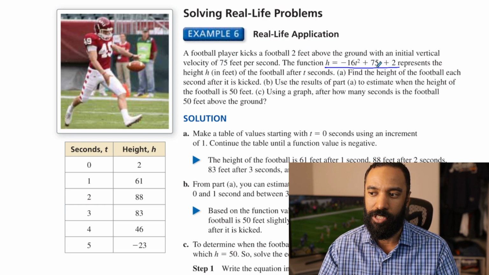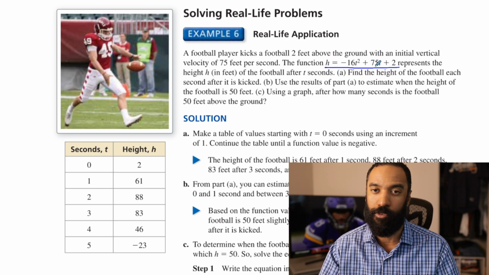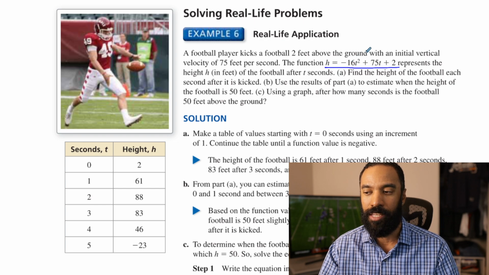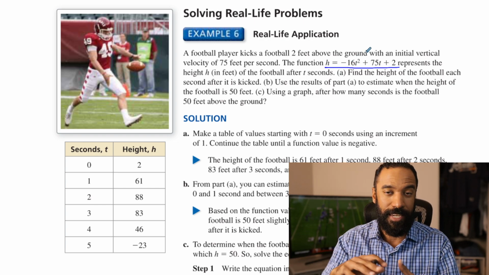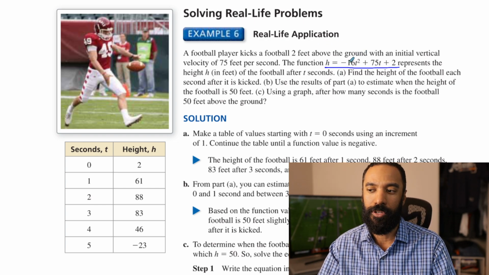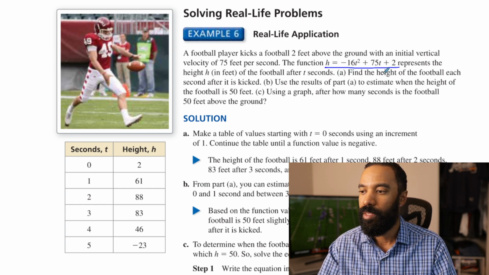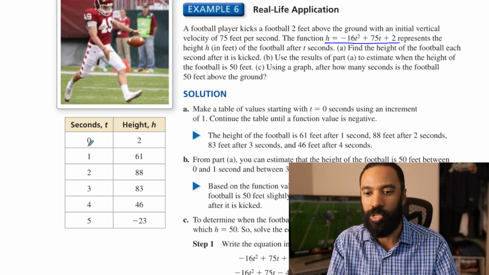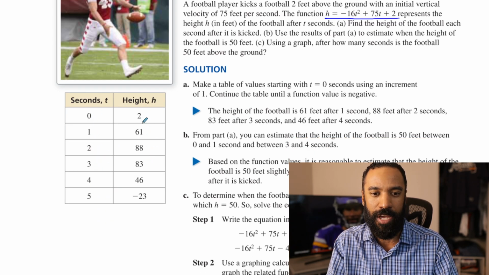75 feet per second, this is the initial velocity. I believe we've seen that before in previous questions. And -16 has something to do with gravity, so that way the ball can come back downward. So there's a parabolic arc. You're going to see a lot of those. Find the height of the football each second after it is kicked. So here they substitute 1, 2, 3, 4, and 5 into here and get some values out for h.